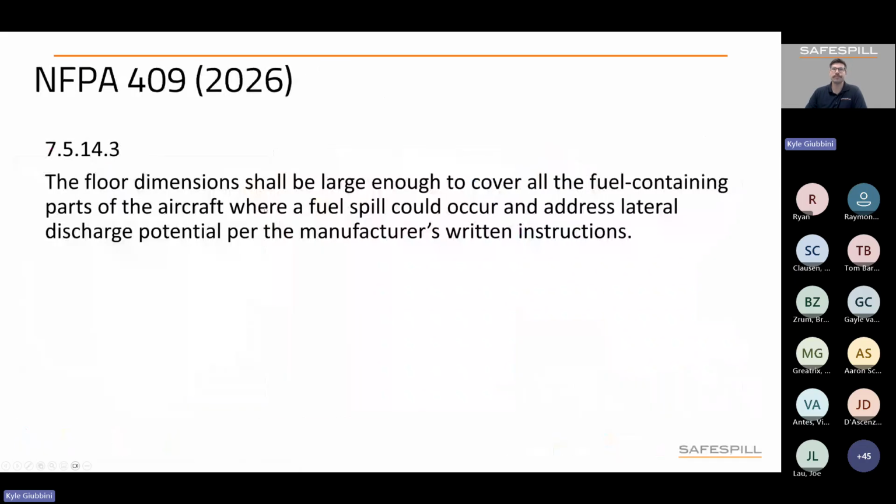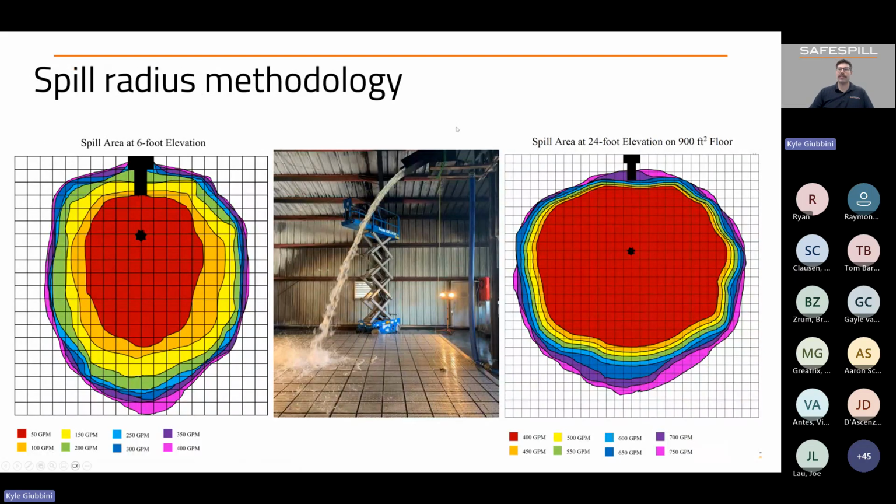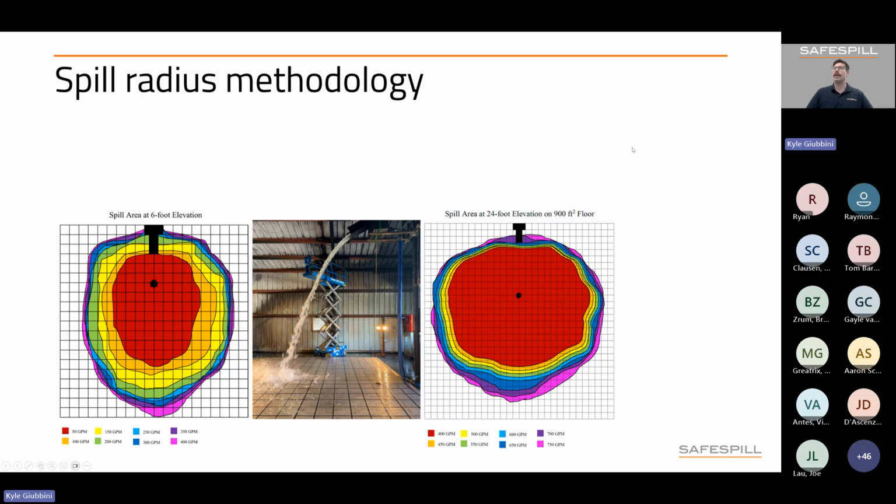For Safespill, we use what we call a spill radius methodology. So during our approvals testing, as well as the testing that was submitted to NFPA 409 for substantiation in that code, we did a series of spill tests where we're spilling water from various elevations at different flow rates, and then mapping out where those spills go on the top surface of the ILDFA. So using this data, we can look back at what NFPA 409 says for the required spill rates that the system needs to handle.